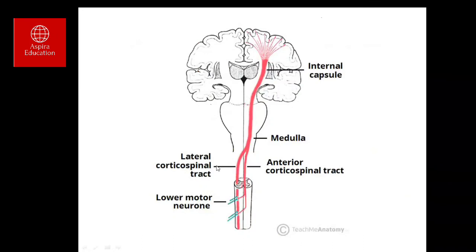Again, we have a division: anterior corticospinal and lateral corticospinal. This is not required, so most of them are usually lateral corticospinal fibers.